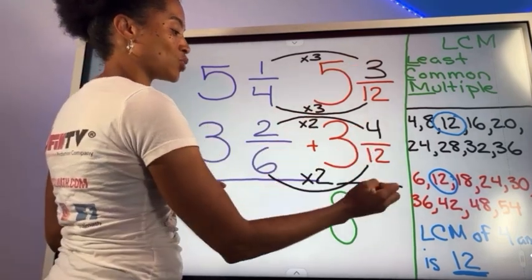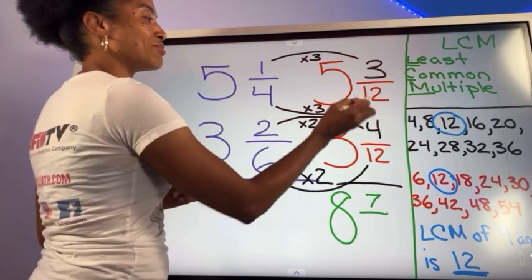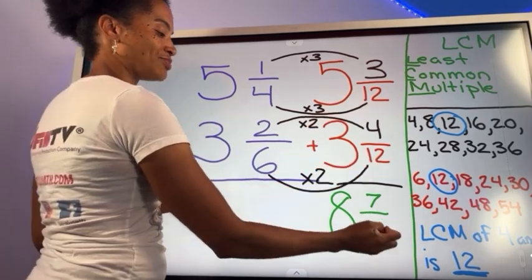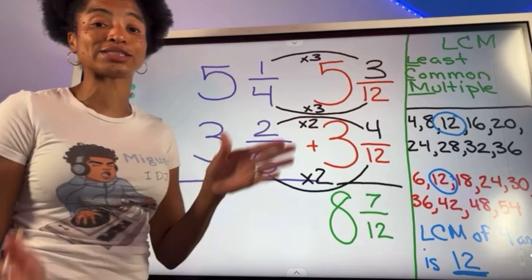Numerators are 3 and 4 gives us what? 7. Keep my denominator as my LCM.